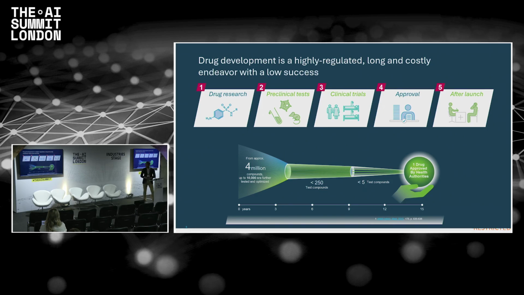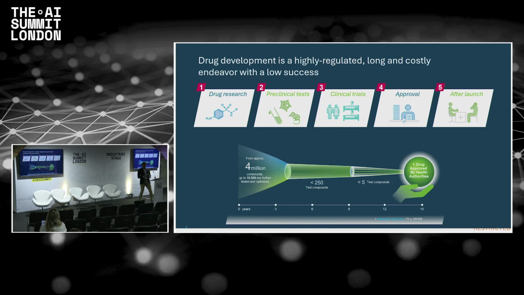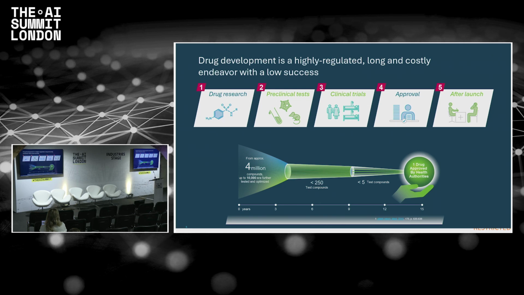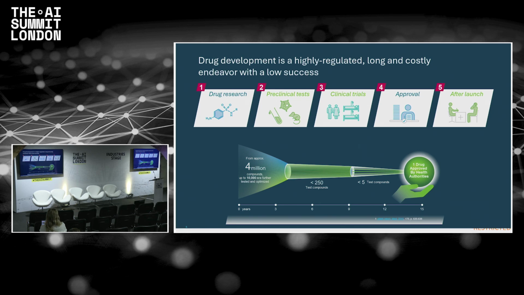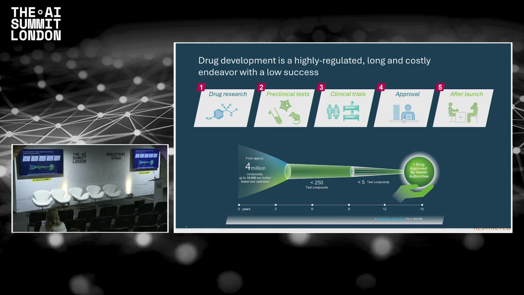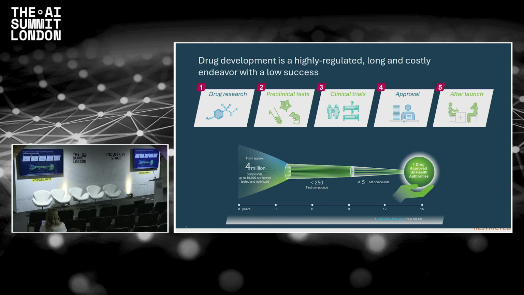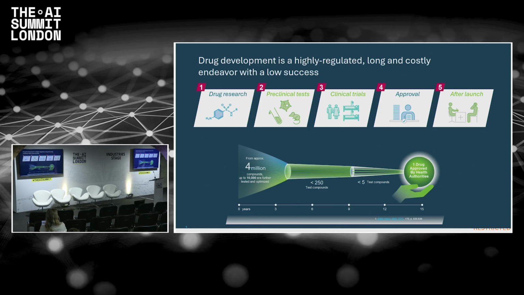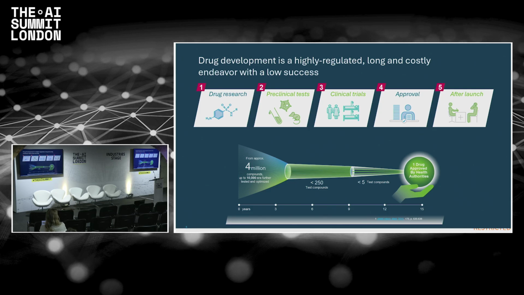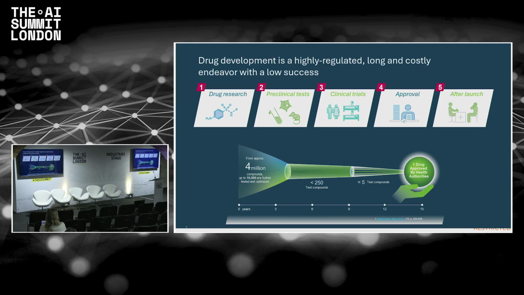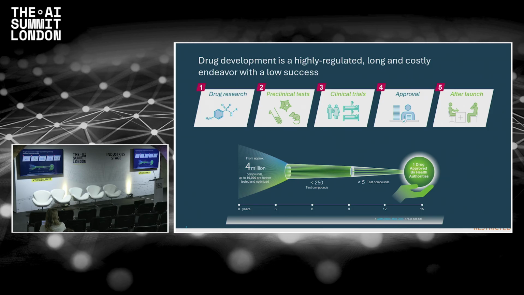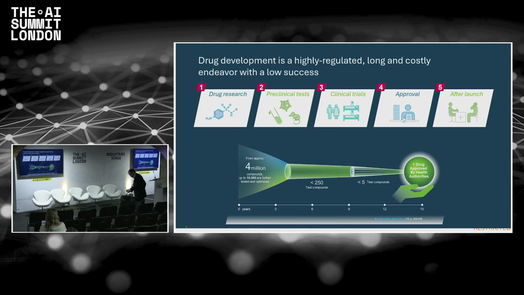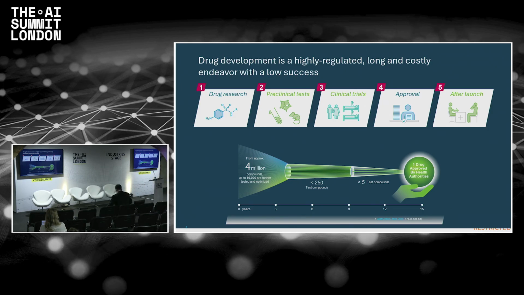One is the discovery. So we start with the drug research, and then we move to preclinical tests. Following that, we move to clinical trials on human, and then the approval after launch. So the first two stages, 1 and 2, drug research and preclinical tests, we call discovery. And then the clinical trials is development, how we develop the drug.